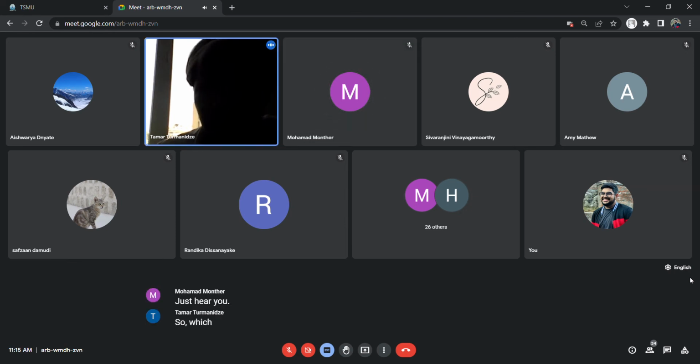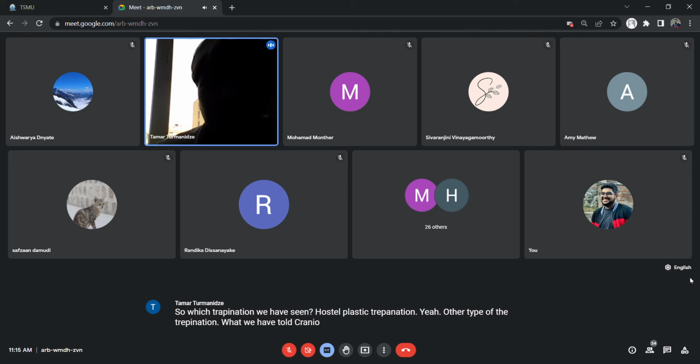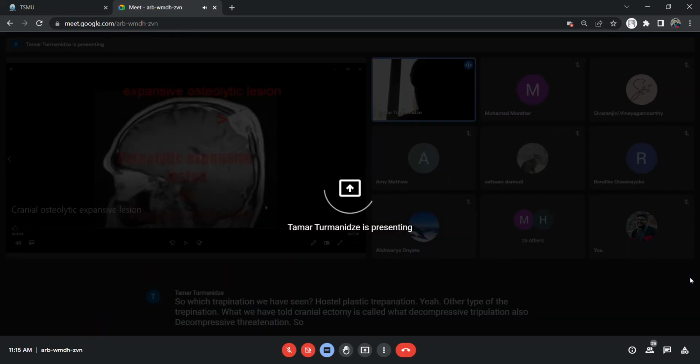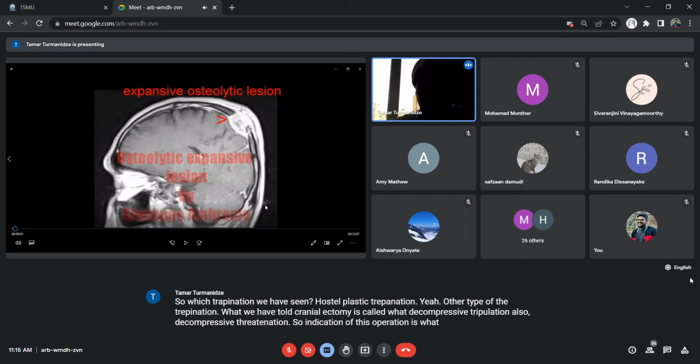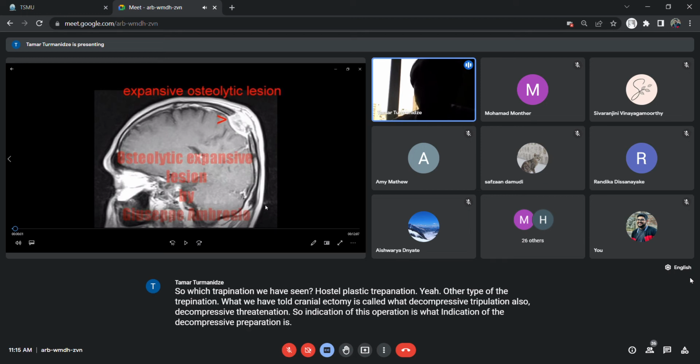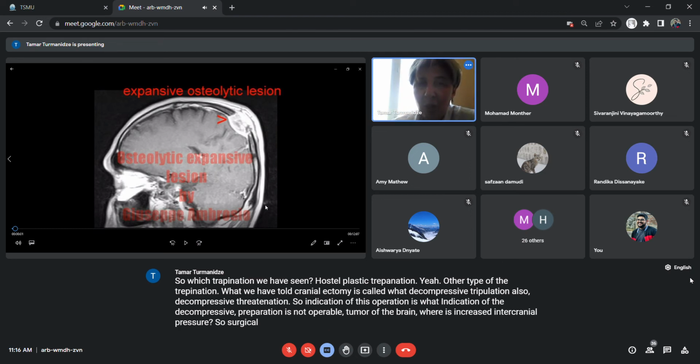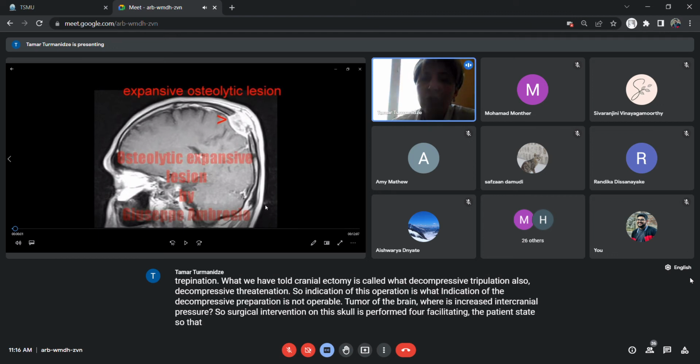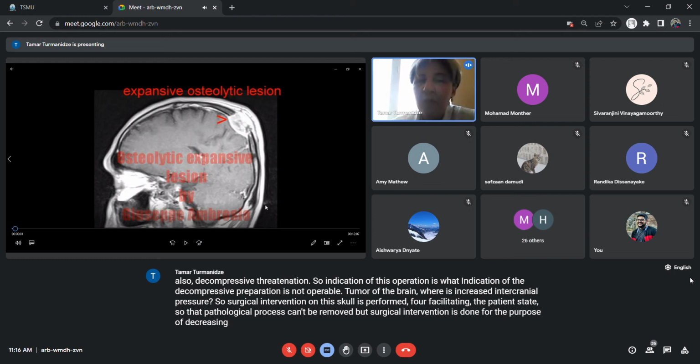So which trepanation have we seen? Osteoplastic trepanation, yeah? The other type of trepanation, what we have told, cranioectomy, is also called decompressive trepanation. So the indication of this operation is what? Indication of the decompressive trepanation is a non-operable tumor of the brain where there is increased intracranial pressure. So surgical intervention on the skull is performed for facilitating the patient's state. That pathological process can't be removed, but surgical intervention is done for the purpose of decreasing the cranial pressure.